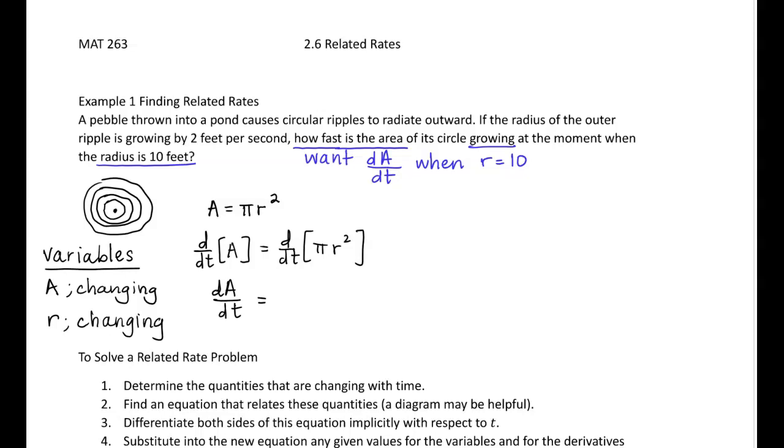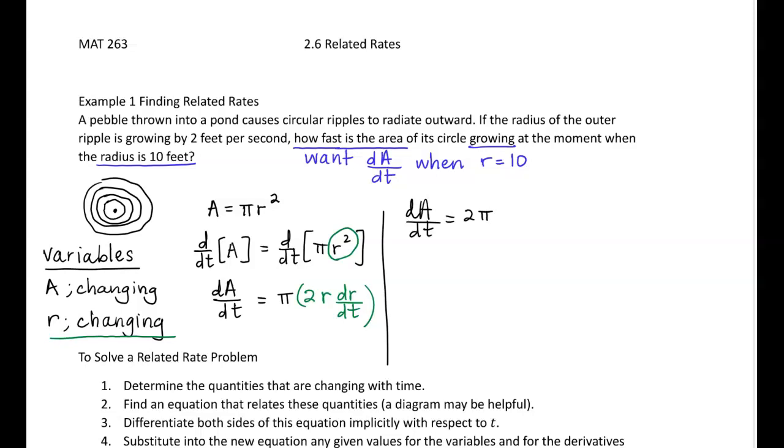On the right side, the pi is a constant, so we can use the constant multiple rule and just pull that out. And now we need to take the derivative of this r squared. We bring the exponent of 2 down. The new exponent on r is 1, but r is changing, and so it does have a derivative, dr/dt. Now I'm just going to clean this equation up. So we have dA/dt is equal to 2 pi r dr/dt.